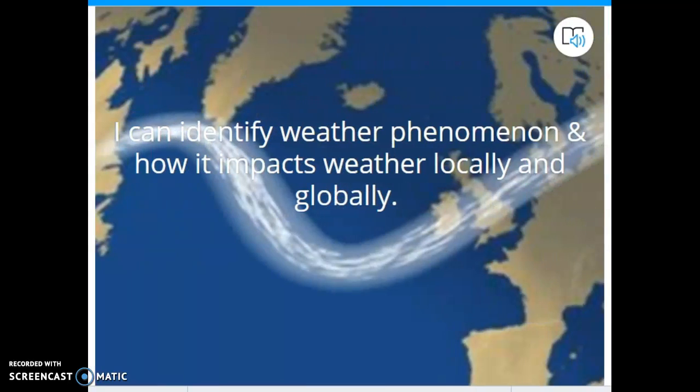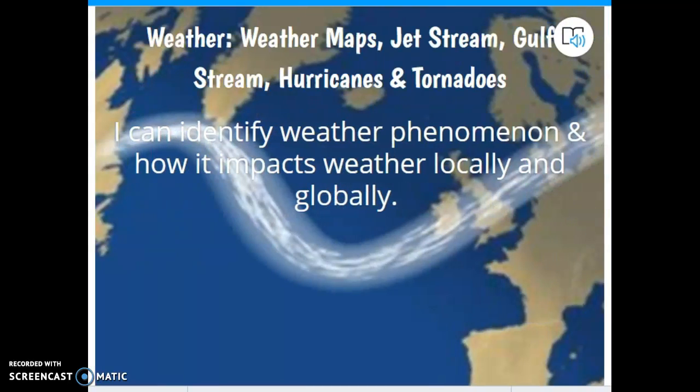So as we dive in, we realize that the title of this Nearpod slide is Weather, Weather Maps, Jet Stream, Gulf Stream, Hurricanes, and Tornadoes. Although I don't remember seeing tornadoes on here at all. Maybe I never added them. And you're identifying weather phenomena, such as the jet stream and the Gulf Stream today, and how it impacts weather not only locally in one area, but globally.